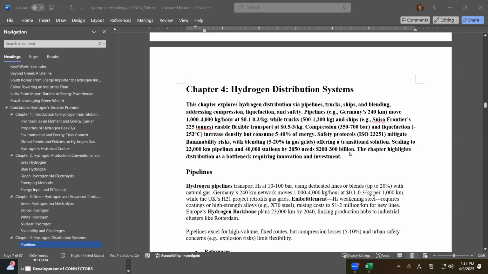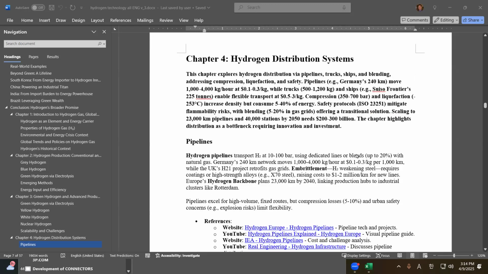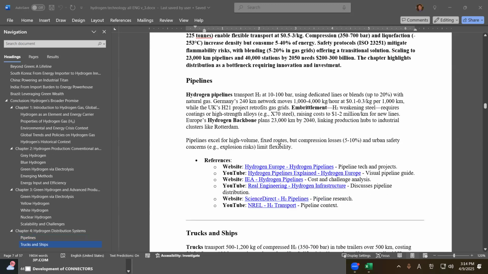So as we are approaching a hydrogen society, this hydrogen distribution pipeline is another new field of the industry. So there can be big business. Okay, so this chapter highlights distribution as a bottleneck, requiring innovation and investments.